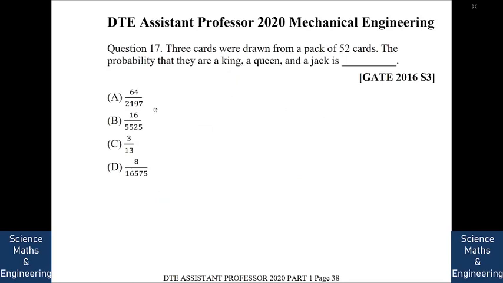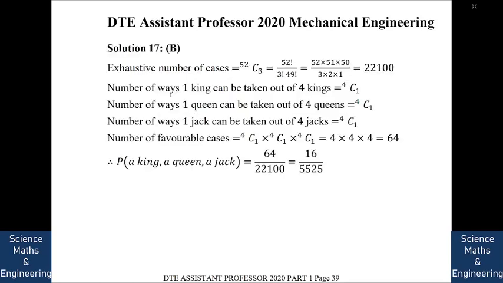The next question. 3 cards are drawn from a pack of 52 cards. The probability that they are a king, a queen, and a jack is, so the answer is, see, number of exhaustive cases is 52C3. That means 3 cards can be taken out of a pack of 52 cards in 52C3 different ways. So this is equal to 22100.